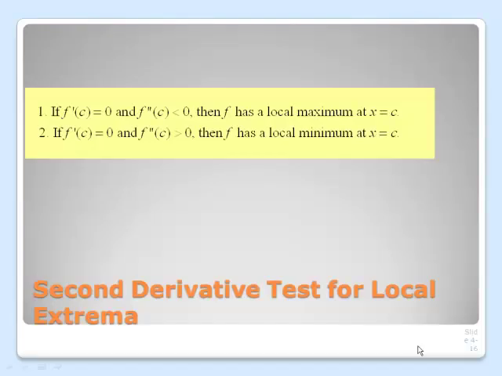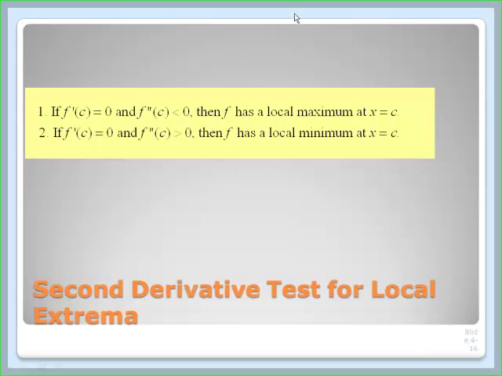All right, we also have a second derivative test for local extrema, and that second derivative test says that if the derivative at c is 0, and if the second derivative at c is negative, then we have a local max at c. And if the first derivative is 0 and the second derivative is positive, then we have a local minimum at c. So I'm going to draw a picture of a local max, explain what this is saying.